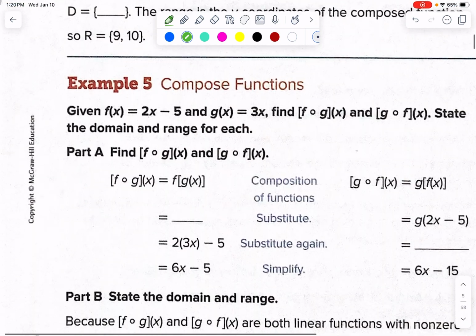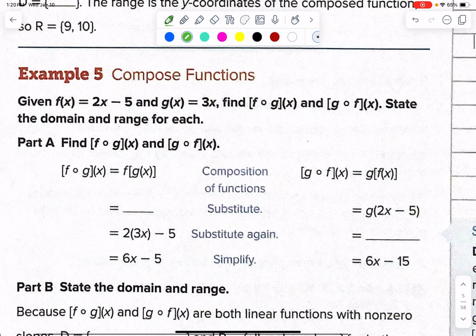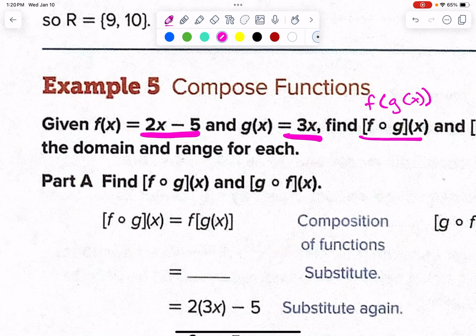Now, go to example 5. They want us to do f composed of g. Again, if you like to write it in parentheses, it looks like this. And g composed of f looks like this. But they don't give us coordinate points. They give us actually equations for them. This is my f function. This is a linear function. But then so is g. g is just 3x. That's a linear function as well. If I would graph those, they would be straight lines.